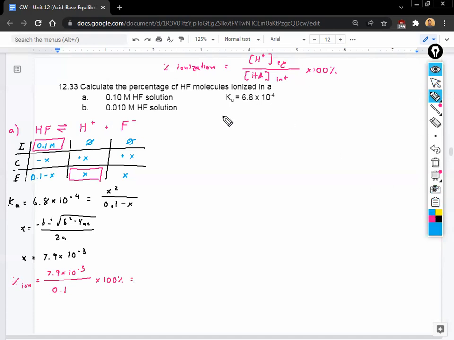And then after that, what I want you guys to do is try part B on your own. I want you guys to do the same thing, but this time find the percent ionization for a 0.01 molarity HF solution.